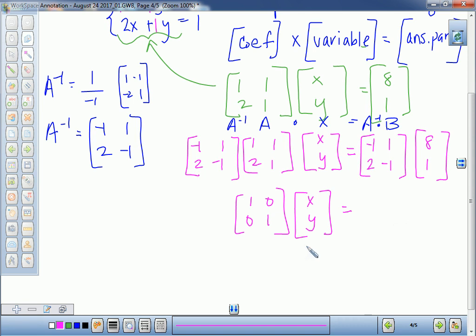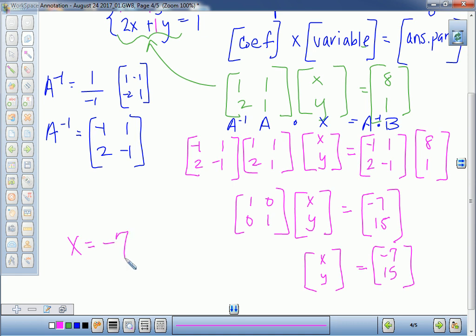Okay? So what'd you guys get? Negative 7 over 15. You got negative 7 over 15. Okay, so when we do the identity times this, it just tells us that our variable matrix is equal to this. So if these are equivalent matrices, guys, what is the value of x? Negative 7. What is the value of y? 15. Well, that was a really long way to do something we could have done quickly.